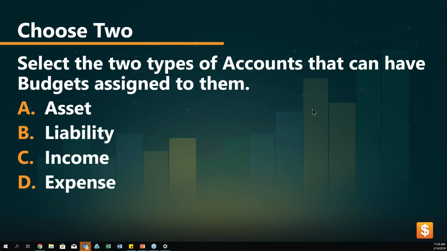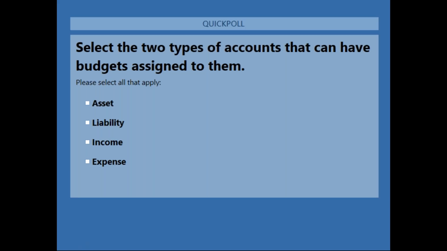Question number 3. Select the 2 types of accounts that can have budgets assigned to them. A, asset. B, liability. C, income. Or D, expense. So you should pick 2 accounts, and these are going to be accounts that you can apply budgets to.